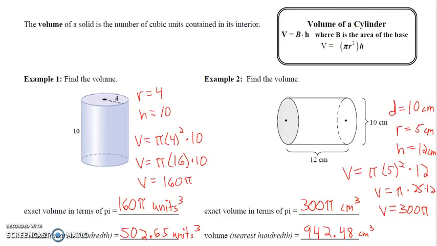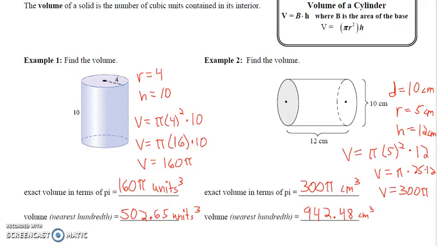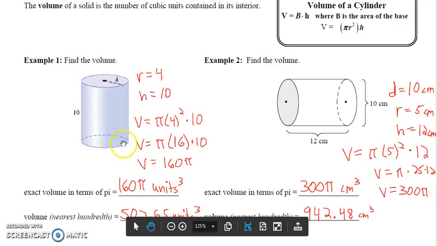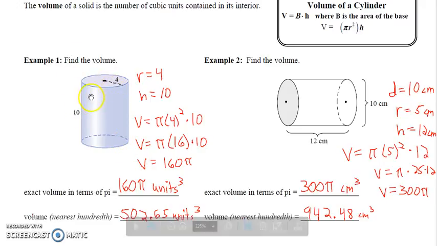So, let's look at these. Pause it if you need to fill everything out if you want. And here we go. This is a cylinder. The radius of the base is 4. The height, the distance between the bases, is 10.